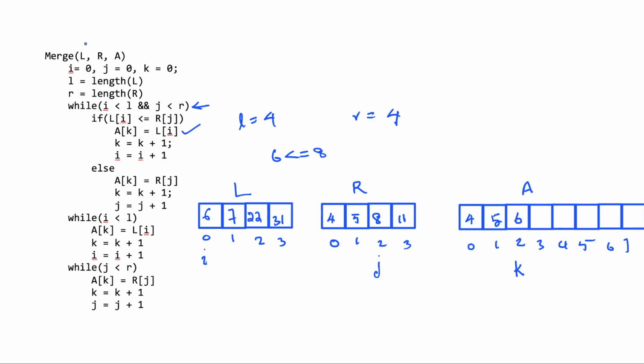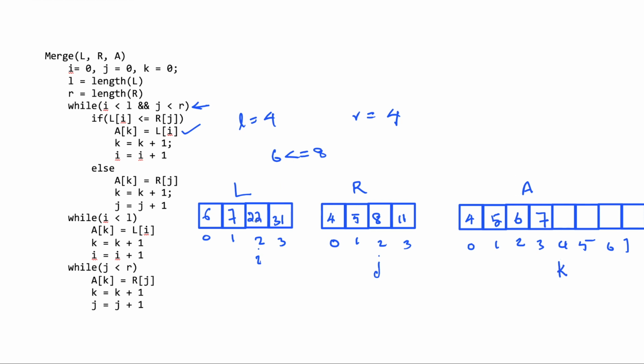Now I need to increment the value of i as well as k. So I am incrementing i to 1 and k to 3. Okay. Now in the next step, I am comparing 7 and 8. Of course, 7 is less than 8. So I need to copy this element to the array A. So 7 will be copied to this position. Now I need to increment the value of i as well as k. So i is incremented, k is incremented.